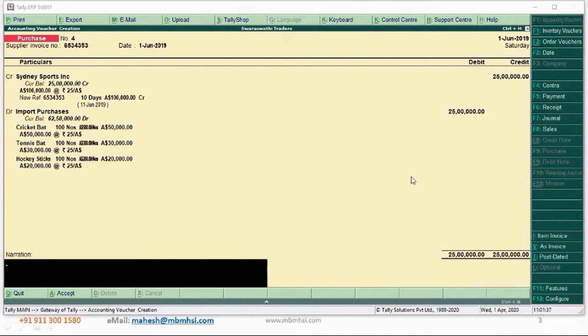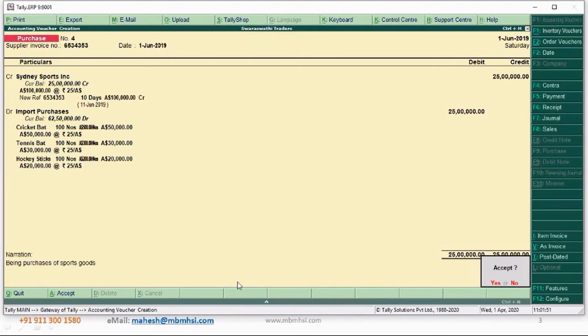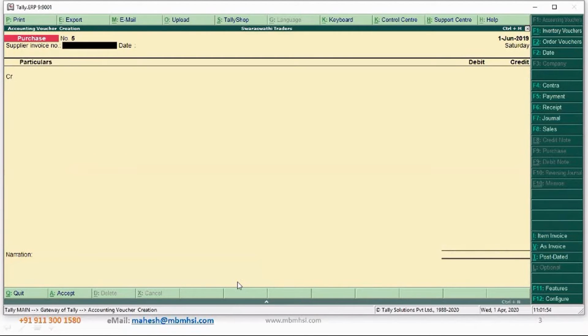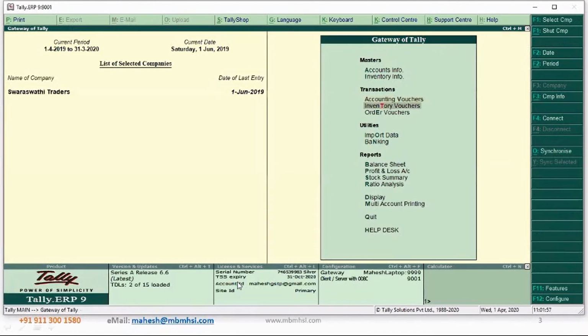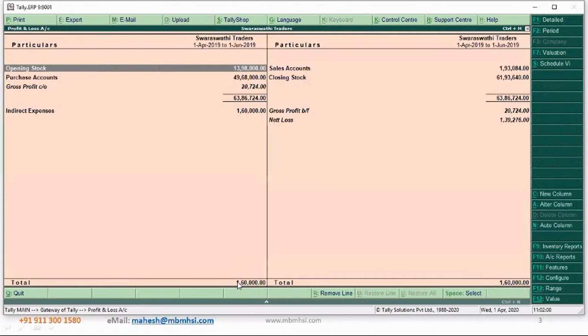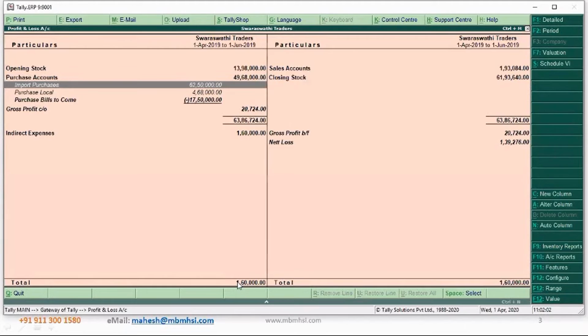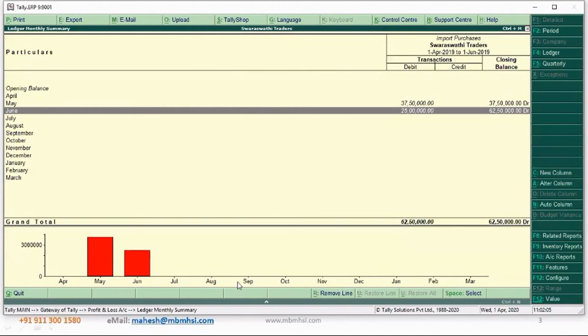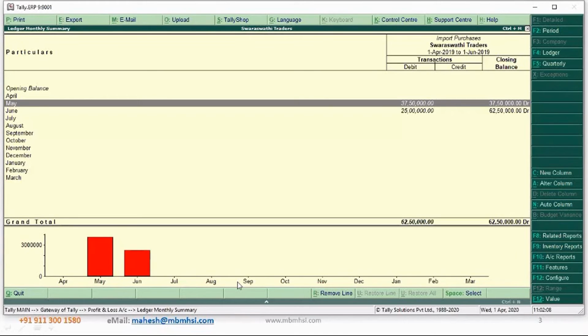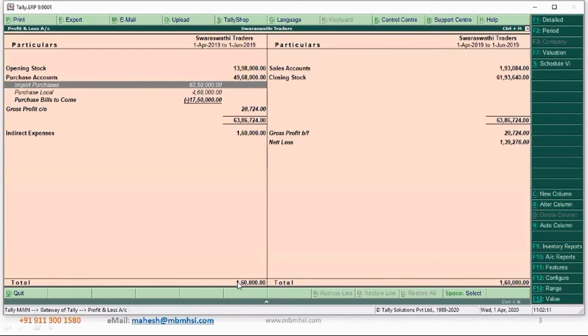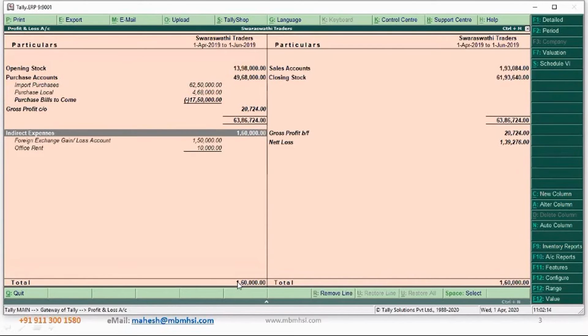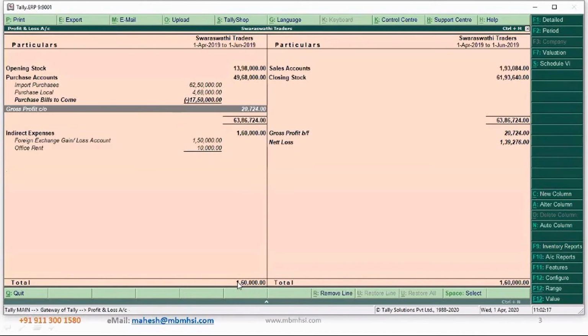Okay, so being purchases of sports goods. I have made a purchase on 1st of June. So now if I just look at my profit and loss account, purchases has become 62,50,000. Okay, one of 37 lakh and one of 25 lakhs. Then if I go to my expenses, foreign exchange, only 1.5 lakh has got adjusted. That is for the previous entry.